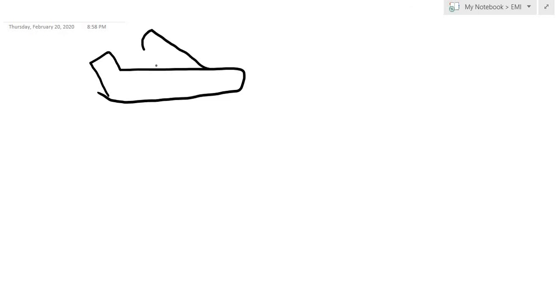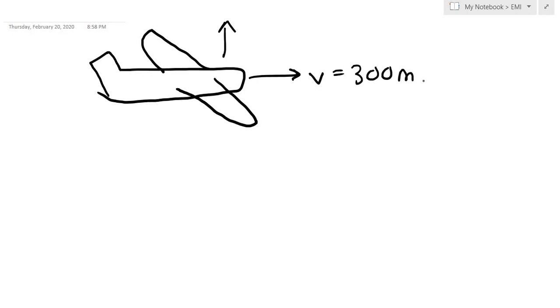Now you have a plane that's flying. Say you have a random plane that's flying. It has a velocity v, and they're telling us that the plane has a velocity of say 300 meters per second, and the vertical component of Earth's magnetic field is 3 into 10 to the power of negative 5 Webers per meter squared.